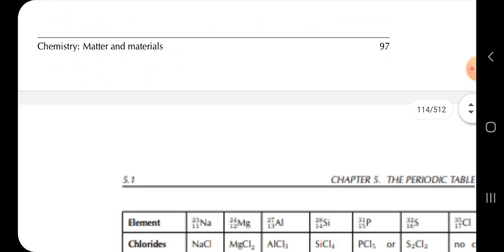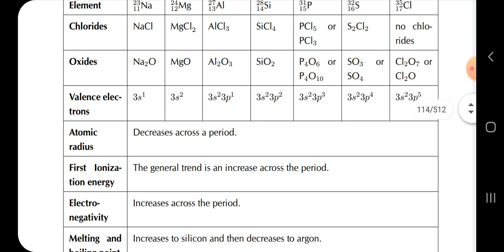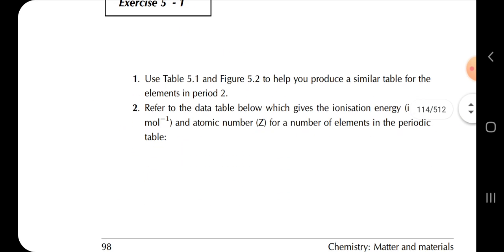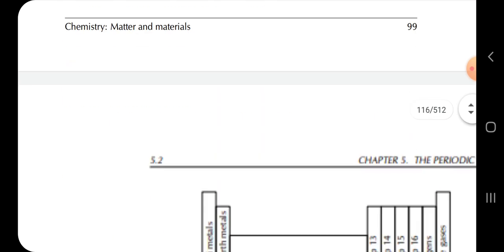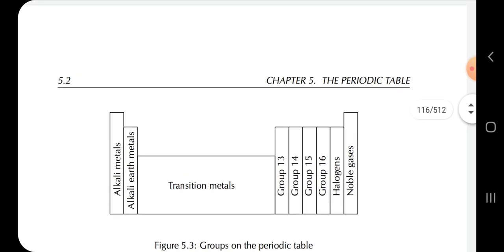and then 6 and 7 are atomic radius. And then another thing that you have to know is that group 1, we have alkali metals, and then group 2 we have alkaline earth metals, and then we have transition metals, that one that is in the middle, and then we have group 13, 14, 15, and 16, and then we have halogens, and then we have noble gases. Noble gases are fully surrounded. They have 8 valence electrons.